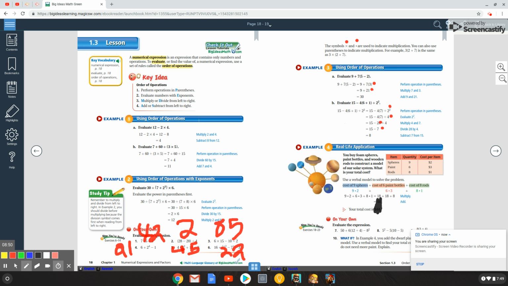In the end, they got the equation 9 times 2 plus 6 times 3. And to solve big equations like this, I'm just going to show you how to do this. You just multiply all of that. So you multiply that to get 18 plus 18 plus 8. So 18 plus 18 plus 8. And then you add all of that to get 44.